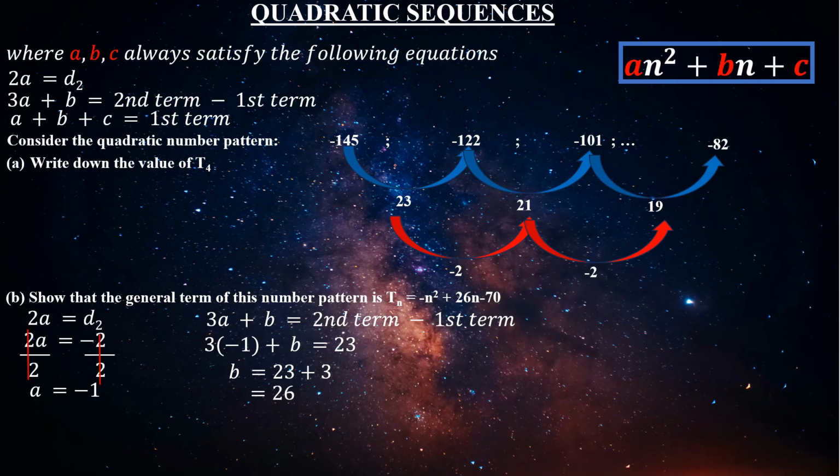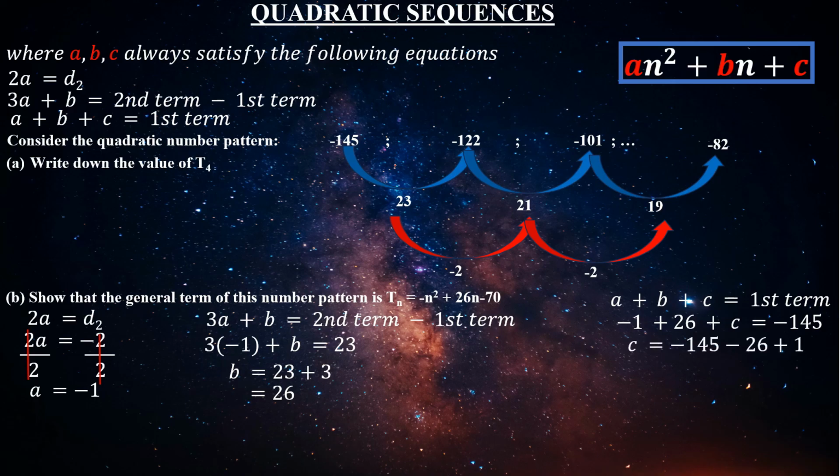Lastly, we want to find c, so let's use the third equation. A plus b plus c should give us the first term, which is not a. So it's negative 1 plus 26 plus c equals negative 145. So c is negative 145 minus 26 plus 1, and that gives us negative 170. Now we have a, b, and c, and it's time to write our formula, as the question requires us to do.